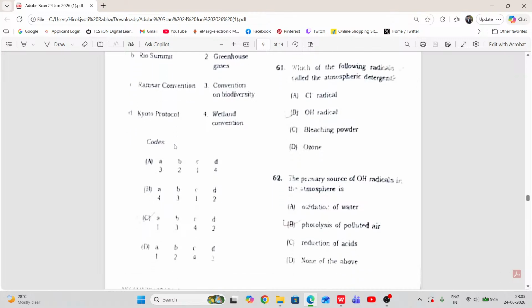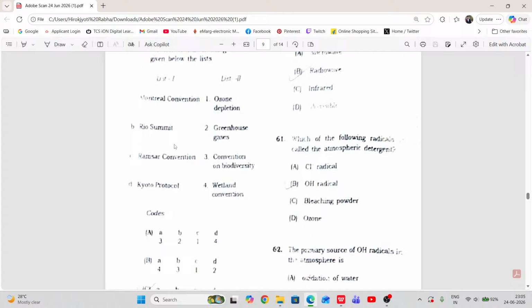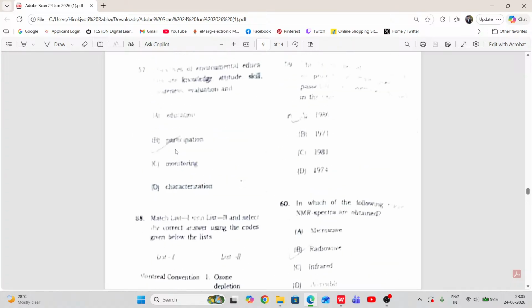Montreal Convention: ozone depletion. Rio Summit: Convention on Biodiversity. Ramsar: Wetland Convention. Kyoto Protocol: greenhouse gases. The Environment Protection Act to protect the environment was passed by the Government of India in 1986. Question number 16. In which of the following regions are NMR spectra often recorded? 61. Which of the following radicals is called the atmospheric detergent? OH radical.